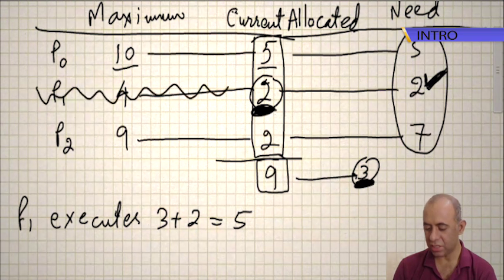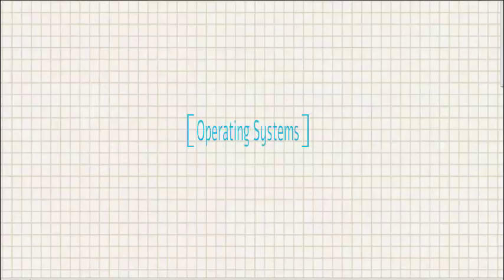Process P1 is done execution, it is out of the picture because it is finished.